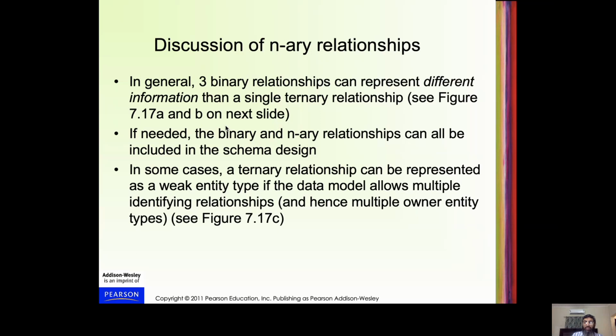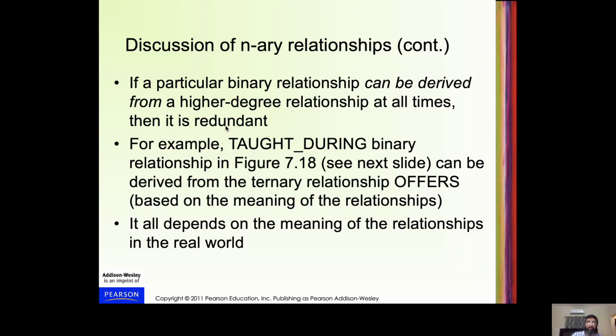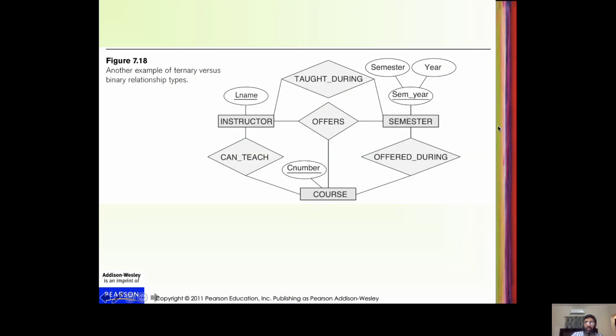So a ternary relationship can provide a little bit more information. Now look at this example. If you see instructor, semester, and course, this is a ternary relationship where an instructor offers a course and a semester. There are 3 entities involved in this particular relationship.